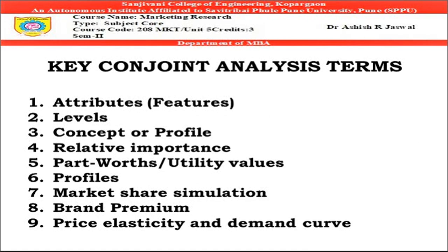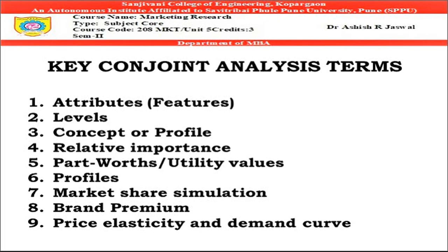The first term which would be required is attributes. Attributes are also called features. The product features being evaluated by the analysis are called attributes. To make it more simple, if we take an example of a laptop, brand, size, color, battery would be attributes of the laptop, and they are termed as attributes or features in the case of conjoint analysis.